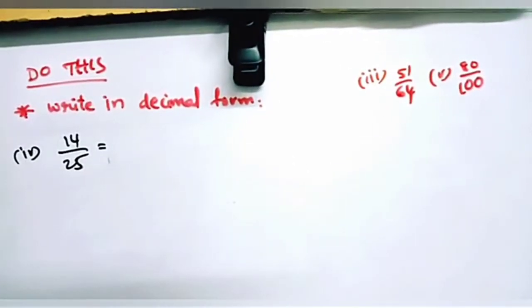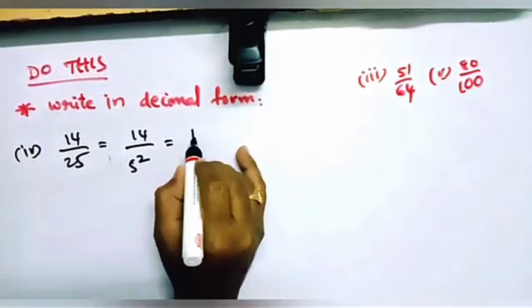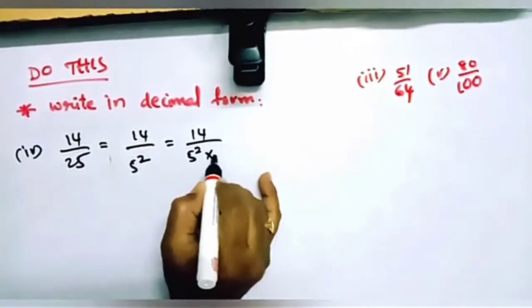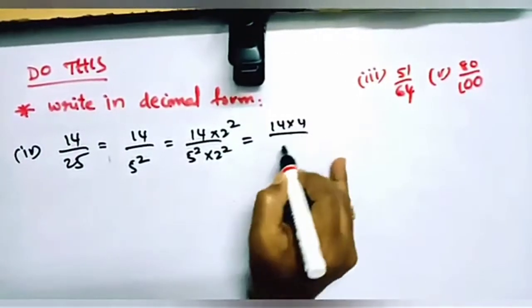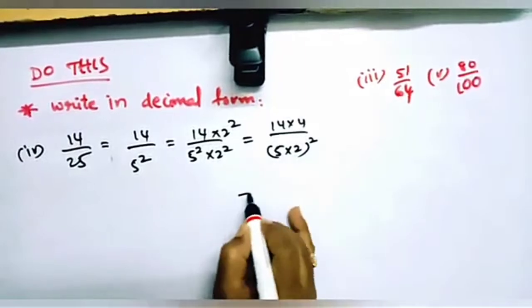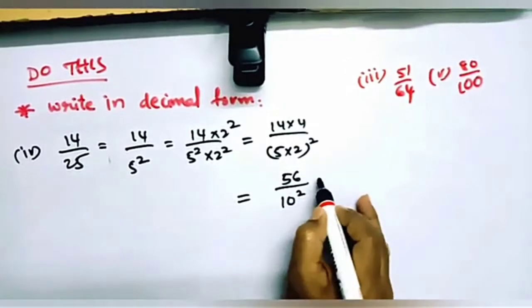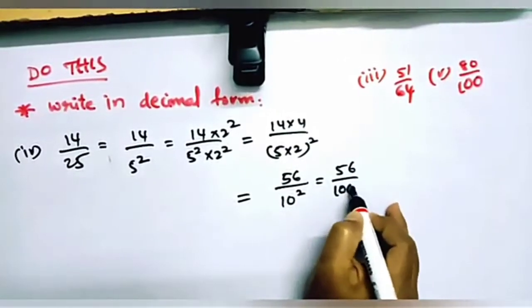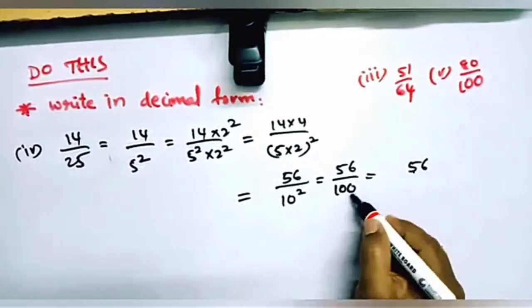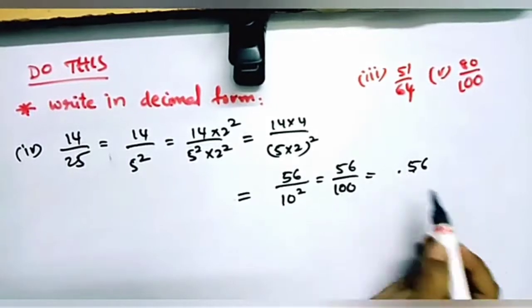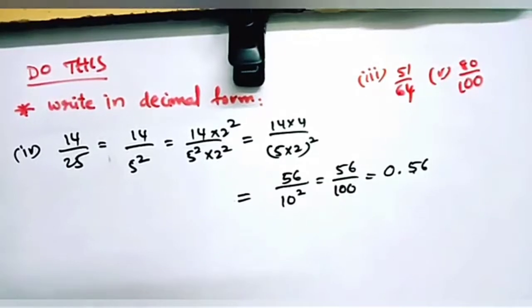Next, the fourth one, 14 by 25. Then you should write 14 by 5 square. We need 2 square into 2 square to convert the denominator into tens, that is 14 into 4 by 5 times 2 whole square. 14 fours are 56 by 5 times 2 is 10 square, that is equal to 56 by 100. So you write the number 56 as it is, then move the decimal point after 2 digits, 1 2, and you get 0.56 as the answer. The third one and fifth one you can try.